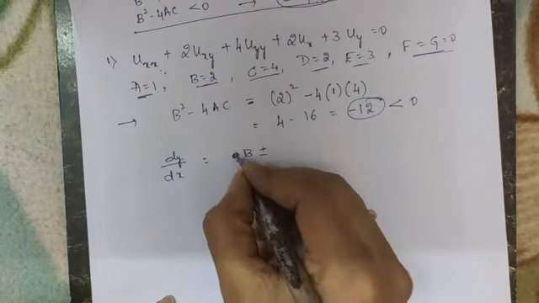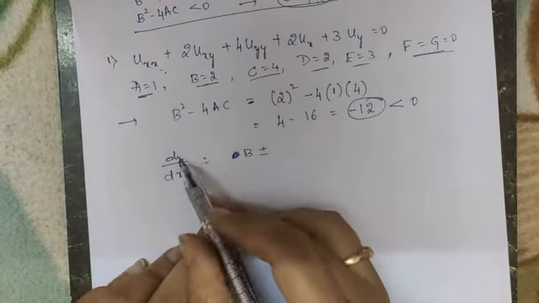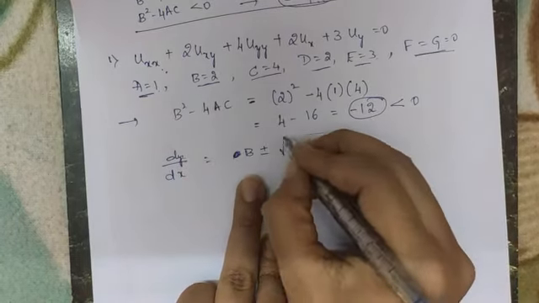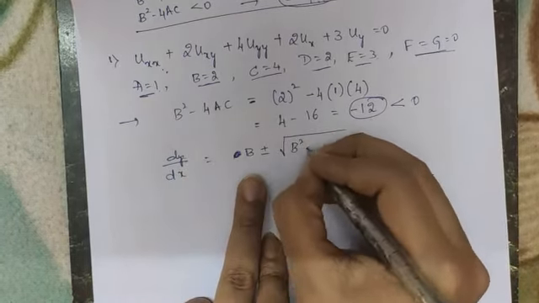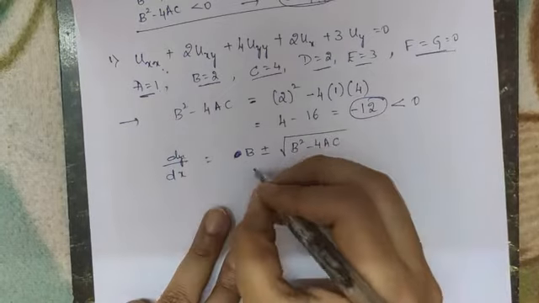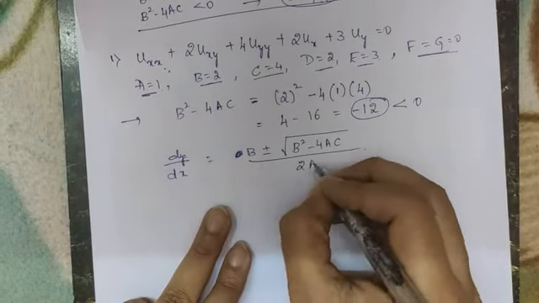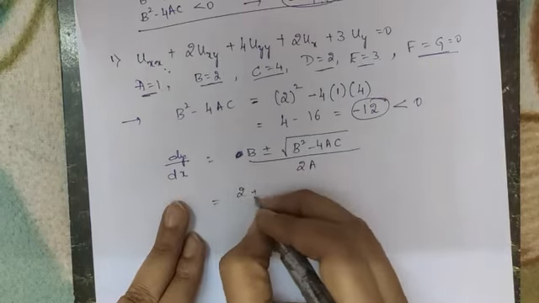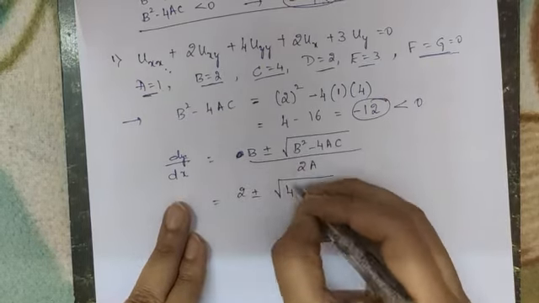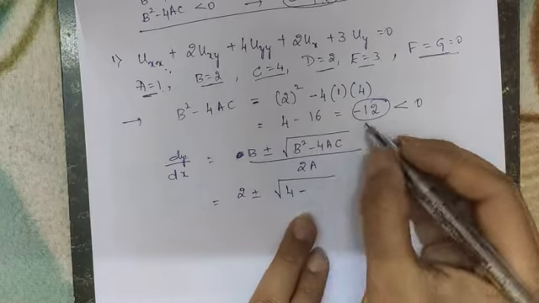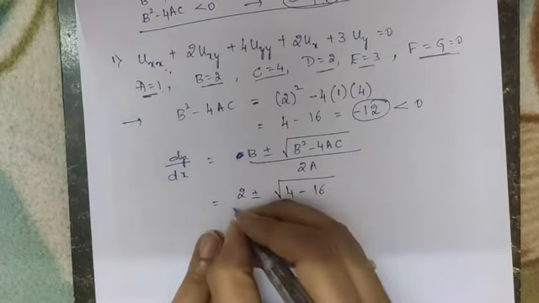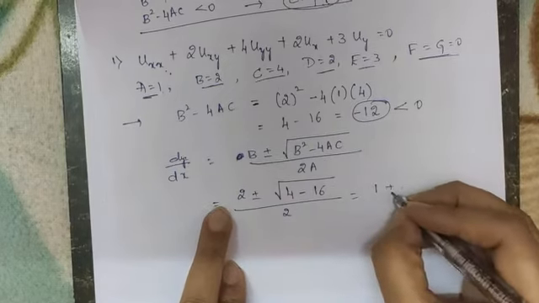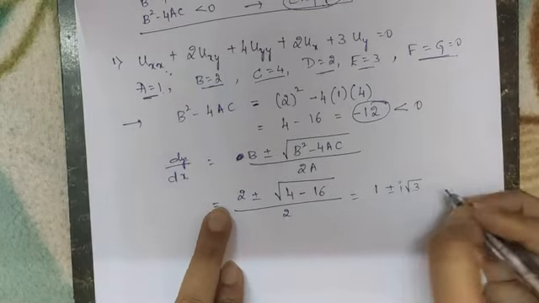The characteristic equation is dy by dx is equal to minus b plus or minus square root of b square minus 4ac divided by 2a. Substitute the values here. B is 2 plus or minus square root of 2 square is 4 minus 4ac means 16 divided by 2. If you solve this, you will get 1 plus or minus i into root 3.